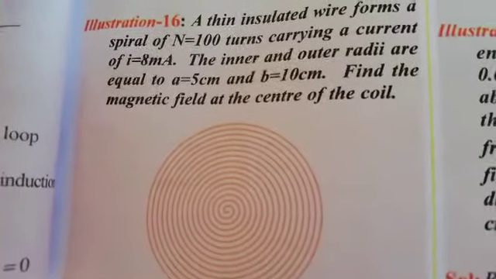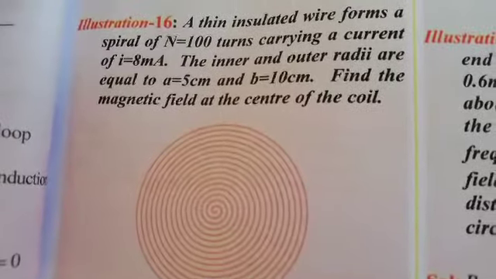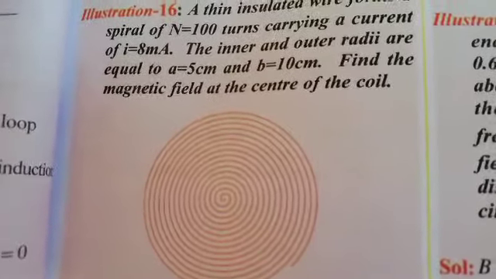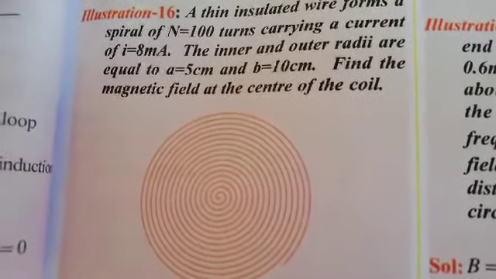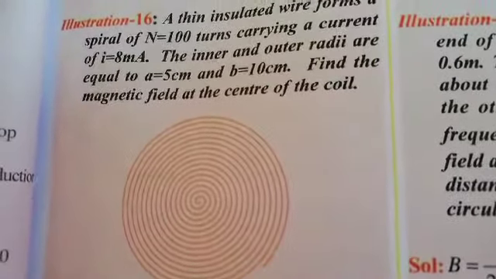So a thin insulated wire forms a spiral of N equal to 100 turns carrying a current of 8 milliampere. The inner and outer radii are A equal to 5 centimeter and B equal to 10 centimeter. Find the magnetic field at the center of the coil.